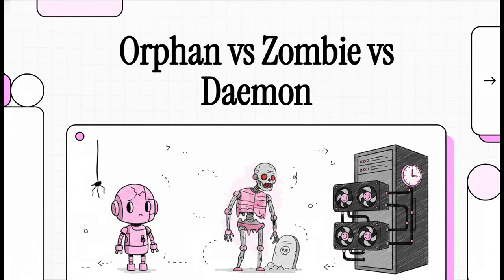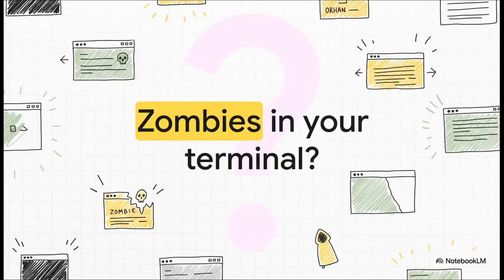All right, let's talk about the secret lives of Linux processes. You've probably heard these strange terms thrown around: orphan, zombie, and daemon. Sounds a little dramatic, right? Well, today we're going to pull back the curtain and figure out what's really going on under the hood of your system. So, have you ever been staring at your terminal, checking your running processes, and you see something labeled a zombie? It sounds pretty weird, maybe even a little alarming, but what's the deal with that?